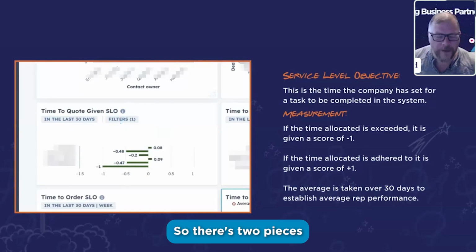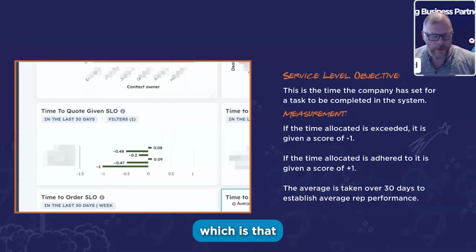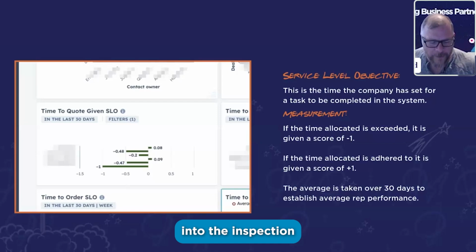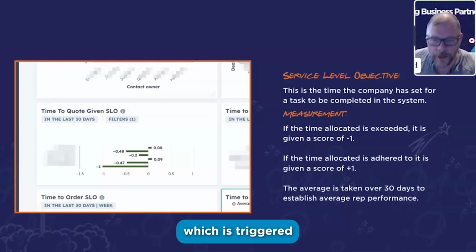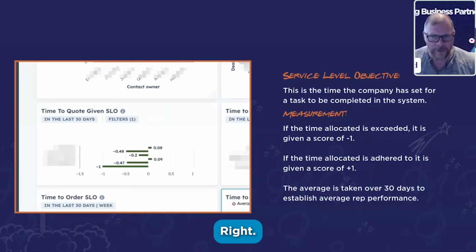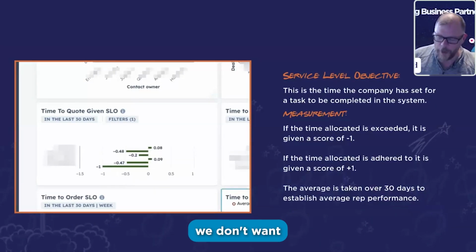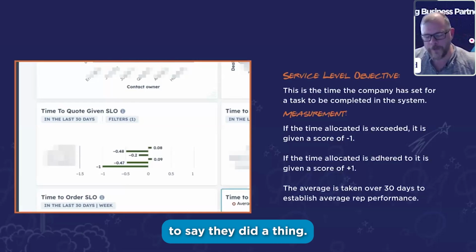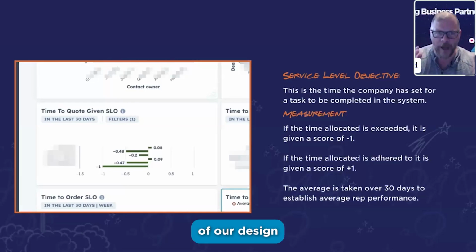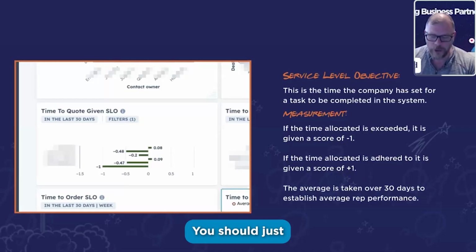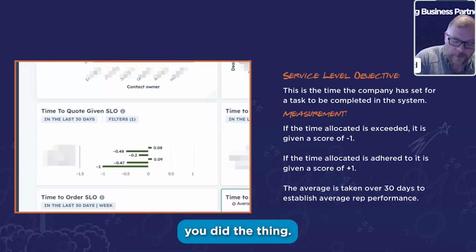So there are two pieces of information that need to be known. There's the inspection date, right? So the minute the deal moves into inspection completed, which is triggered by the completion of a task in Arrivee, is how we do it. And you can do it however you want. If you have your own CRM, you can track this however you want. But we basically say, we don't want a person to do a thing and then also have to say they did a thing. That's part of our design philosophy behind CRMs: if you do a thing, you shouldn't have to check a box saying you did a thing. You should just have the box checked because you did the thing.